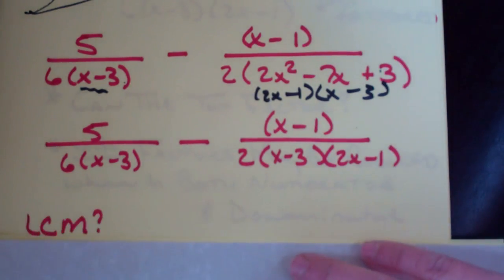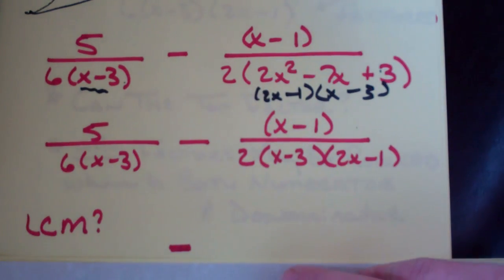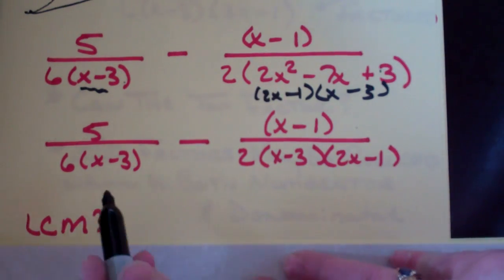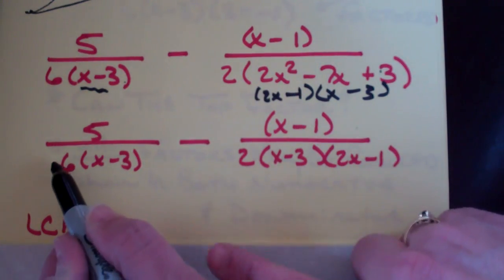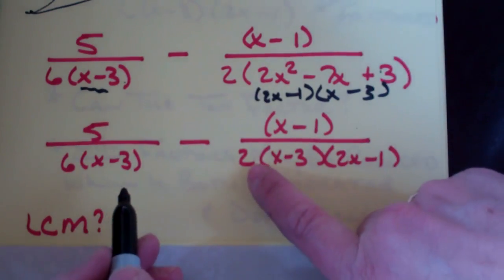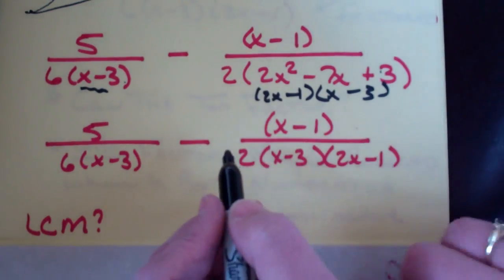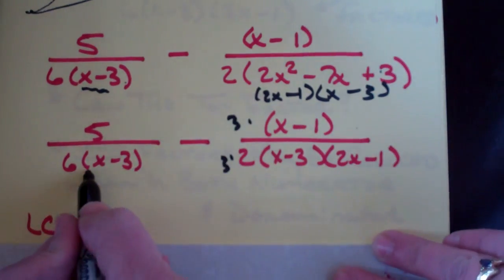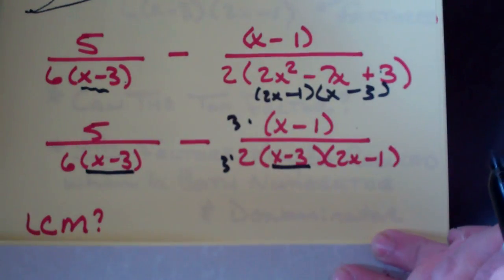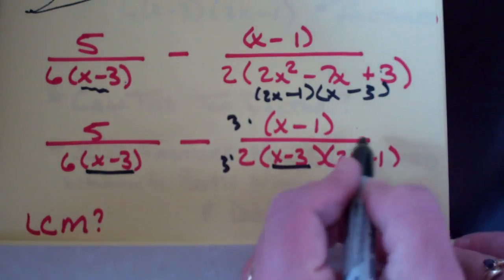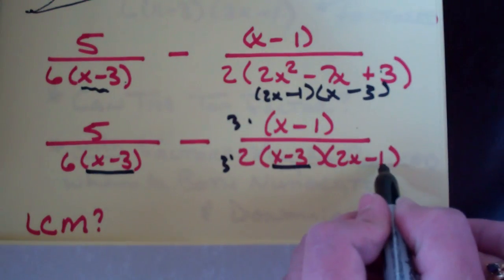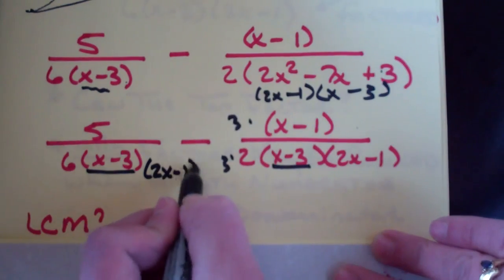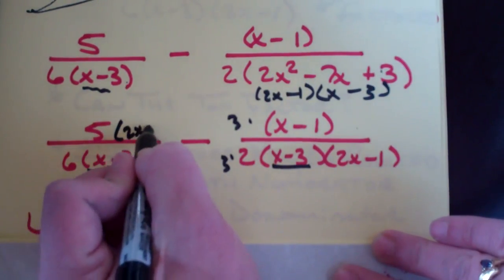Now we have to decide what the least common multiple is. As we look at this, I have a factor on the bottom of the first term of 6. I have a factor here of 2. So I'm going to need to multiply top and bottom here by a 3. I have an x minus 3 in both, so I'm good there. This term over here has an extra factor of 2x minus 1. So I'm going to need to multiply by a 2x minus 1 on top and bottom here.